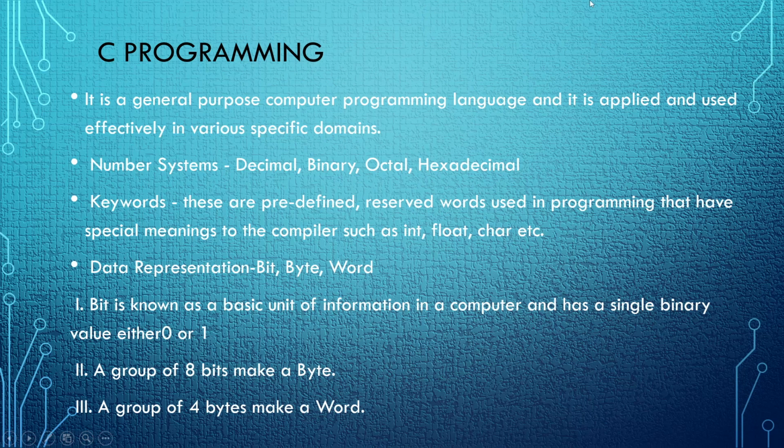C programming is a general purpose computer programming language, and it is applied and used effectively in various specific domains. Number systems: decimal, binary, octal and hexadecimal were used. Keywords are predefined reserved words used in programming that have special meanings to the compiler, such as int, float, char, etc. Next, data representation: bit, byte, word.